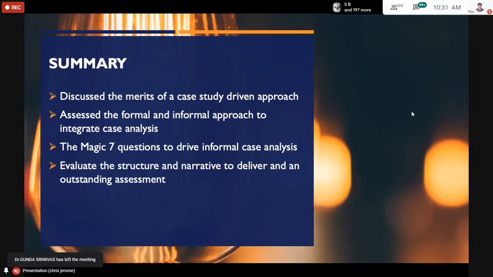And this can be fun. This can be an intellectually stimulating activity at the same time. It doesn't have to be very time consuming because it's just answering 7 questions.